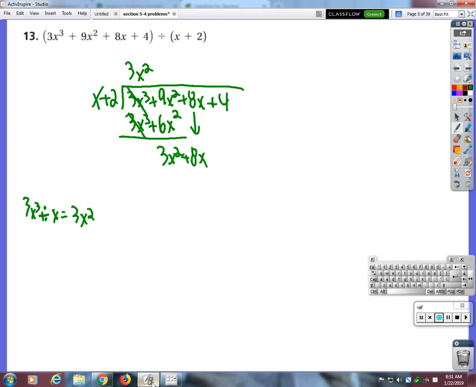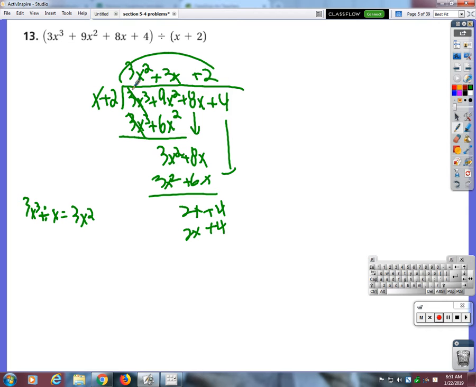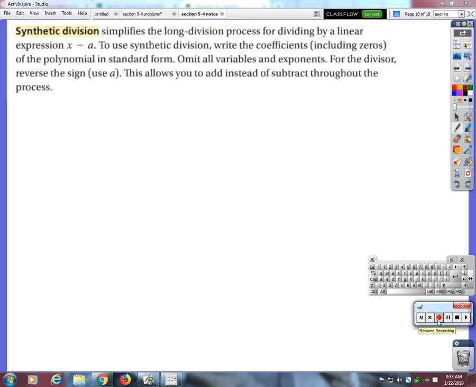Okay, so this would be 3x, which would give me 3x squared plus 6x. Subtract those, it's 2x. Bring down the 4. That's a 2. 2x plus 4. And we're done. Okay?